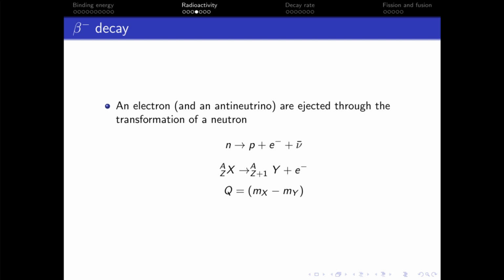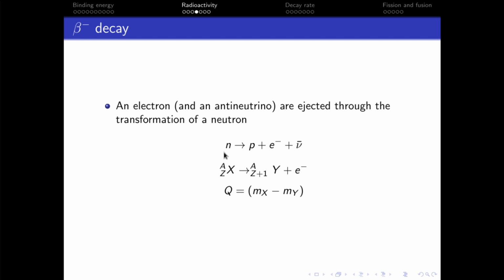The next two will be two types of what we'll call beta decay, which we'll call beta minus and beta plus. First, in beta minus, there is another way through which a nucleus can change its configuration. In alpha decay, it changed both its number of neutrons and protons. In beta decay, we change only the number of protons.